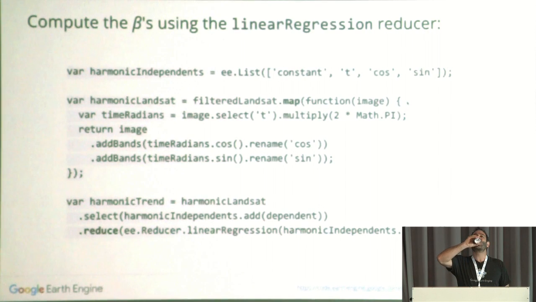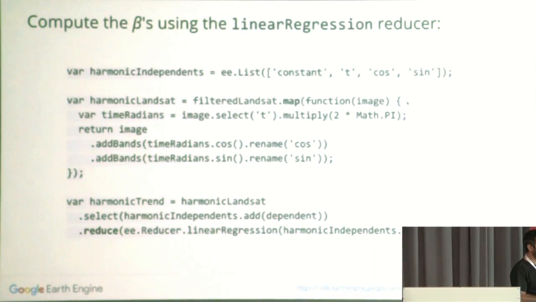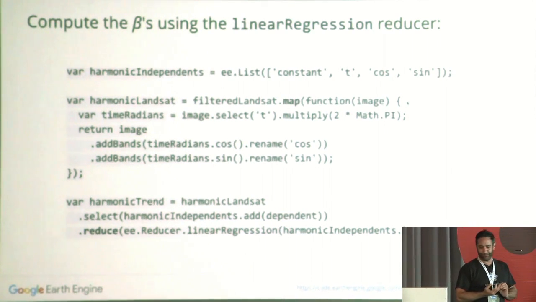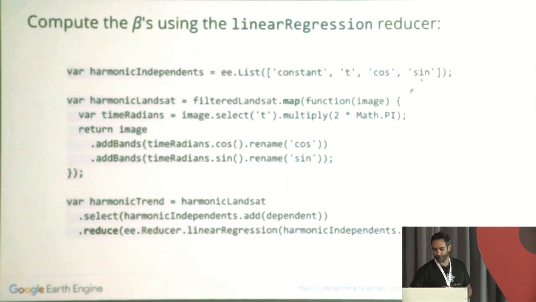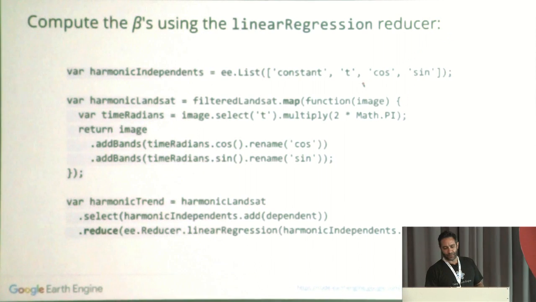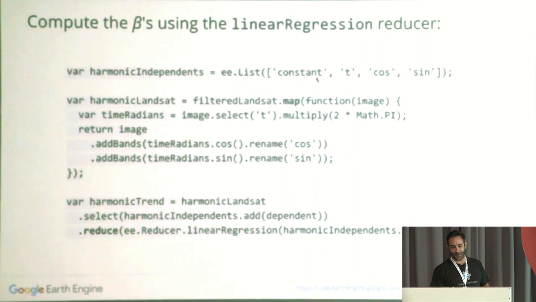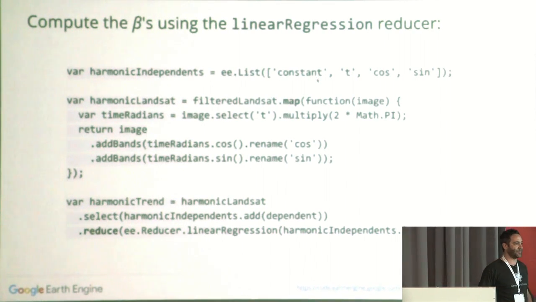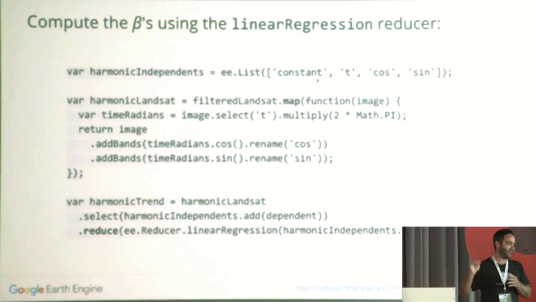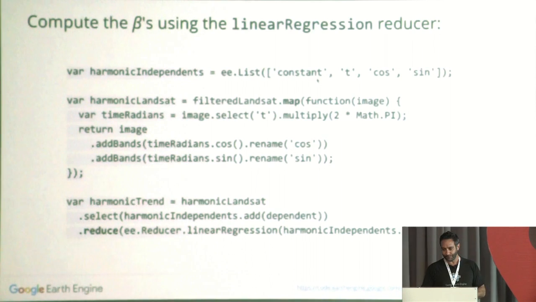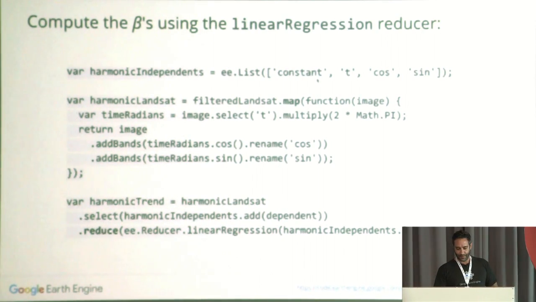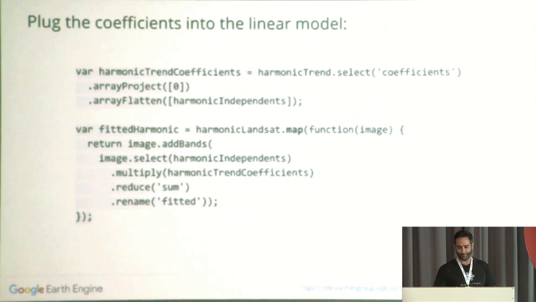Can I ask a question? Does the order of the list matter, like cosine, sine, t, constant? The order here doesn't matter. I just put it into this order because it's easy to remember, because my equation goes beta 0, beta 1, like that. Any other questions? Okay.